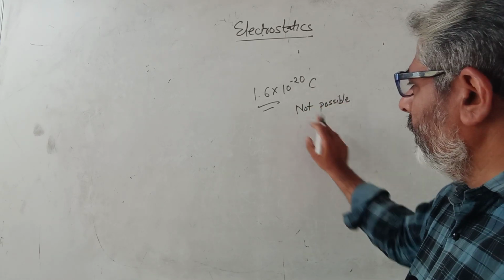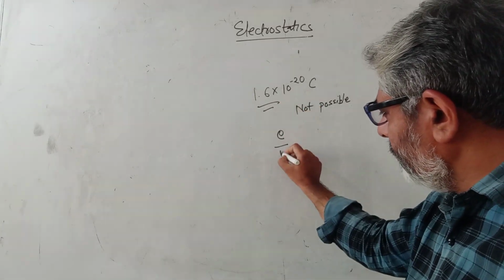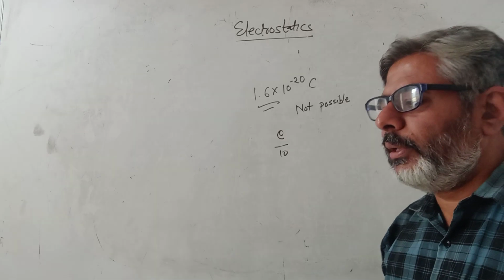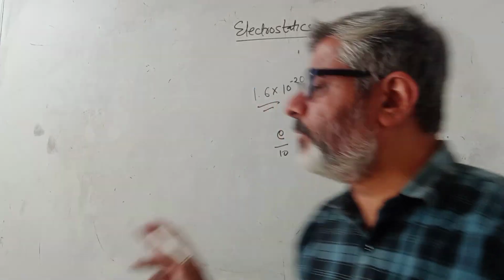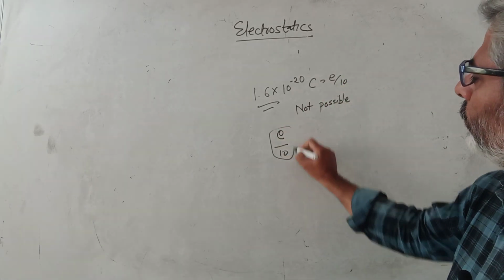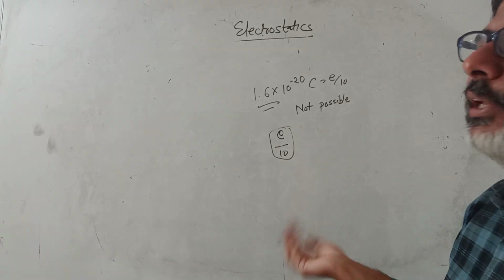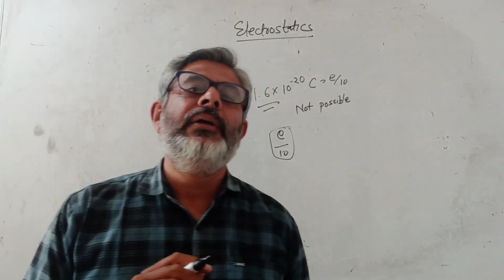Now what is the reason? If you look carefully, this charge is less than the electronic charge. It is e by 10, because e is 1.6 into 10 raised to the power minus 19, and we have divided that by 10 as well. So this charge is e by 10. Now I told you that I cannot have a charge less than e, and it is less than e. It is 1/10 of e, so this is not possible.